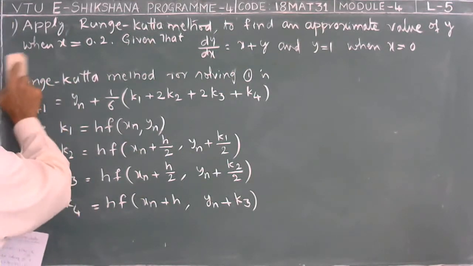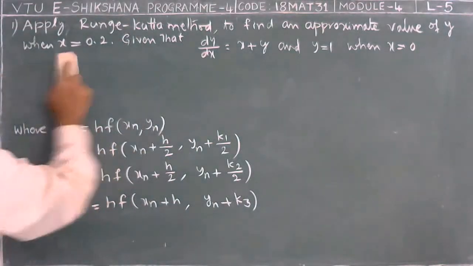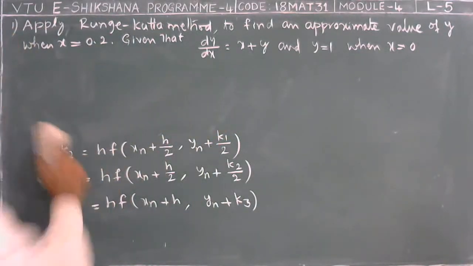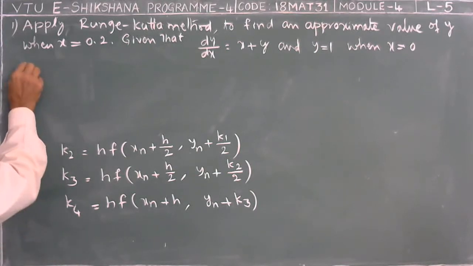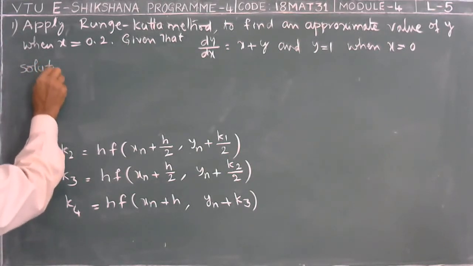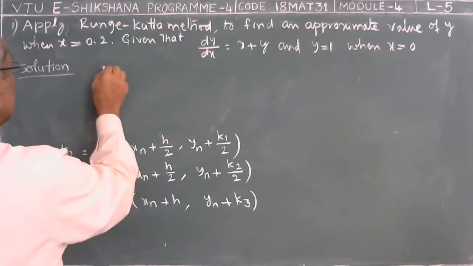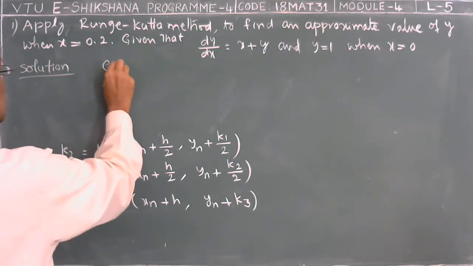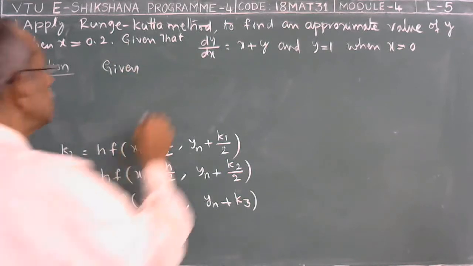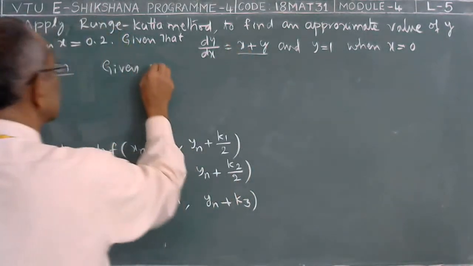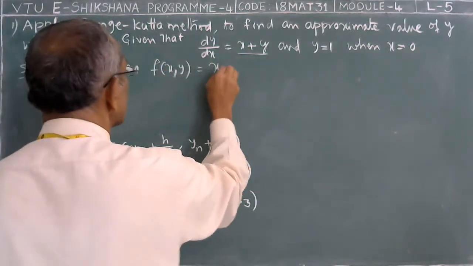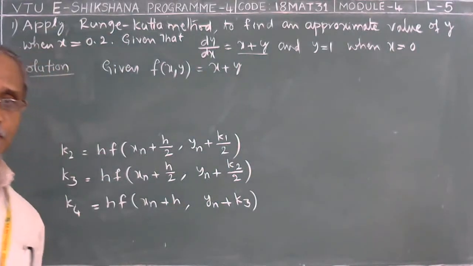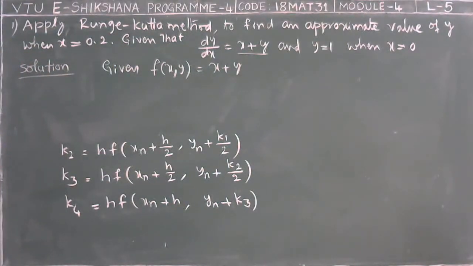So first, let me write down what is given in the problem. That is very important. First, we shall write down what is given in the problem. So in the solution part, let us write down first what is given. Given f of x comma y is equal to x plus y.